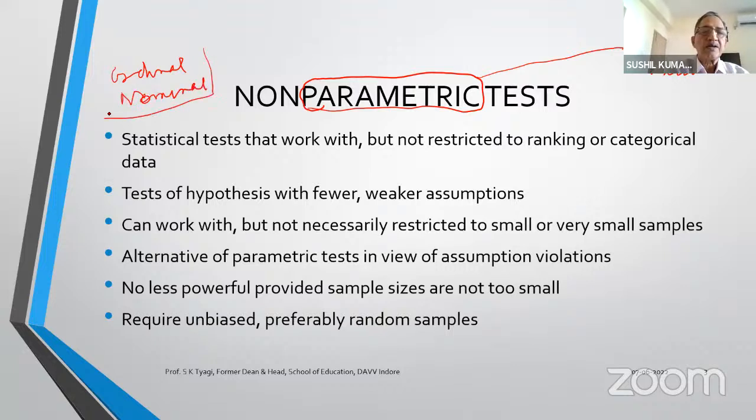So these are scales of measurement inferior to interval or ratio scale. Parametric tests cannot handle this particular data, ordinal and nominal scale. So non-parametric tests are tests which can handle ranking or categorical data. Nominal scale is also known as categorical data or classificatory data. Therefore, tests which can handle ranking data or categorical data are non-parametric tests. But that does not mean that they cannot be used when the data is on interval or ratio scale.